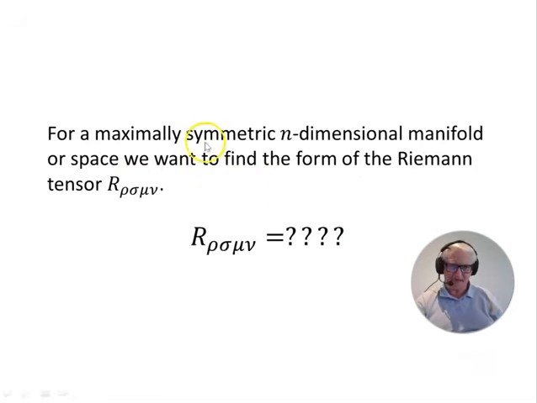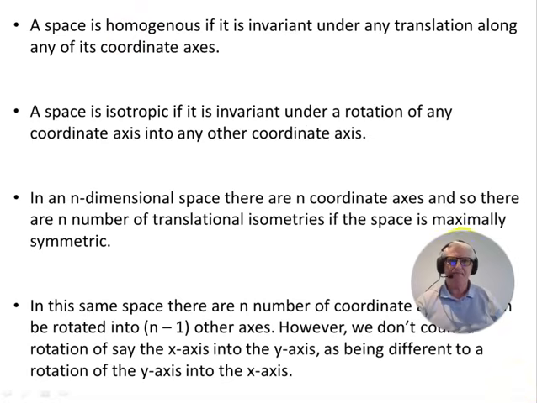So the point of this video is, for a maximally symmetric n-dimensional manifold or space, we want to find the form of the Riemann tensor, and we want to use some arguments. All right, so space is homogeneous.